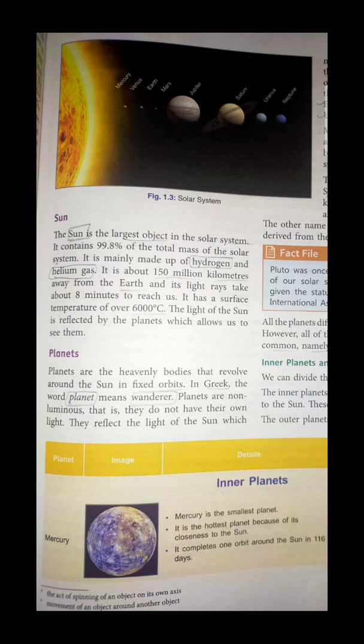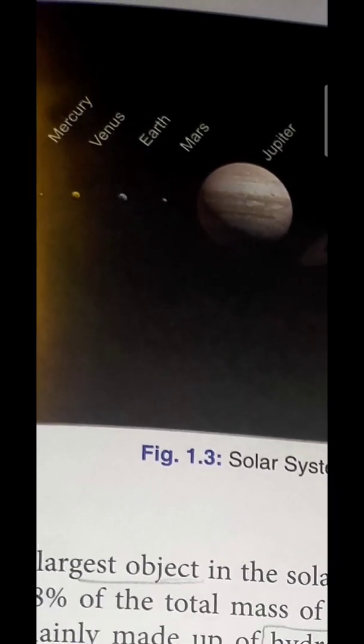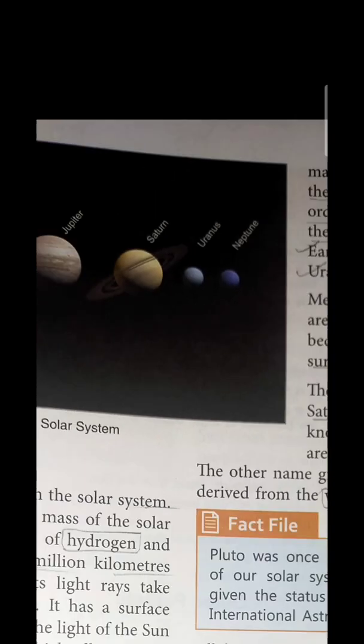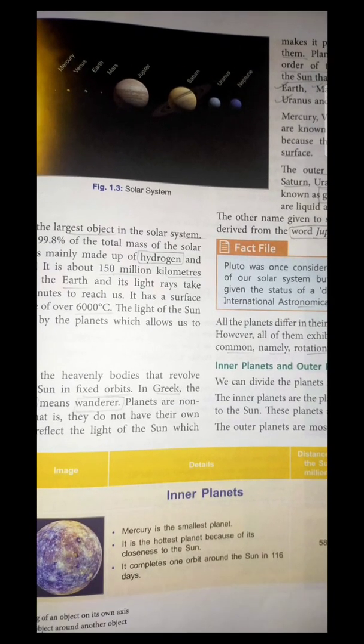Earth. Along with the Earth and the sun, there are various planets as well, from where the word planet came. Planets are heavenly bodies that revolve around the sun in a fixed orbit. Mercury, Venus, Earth, Mars, Jupiter, Saturn, Uranus, Neptune are all considered planets revolving around the sun in a fixed orbit. The word planet came from the Greek word meaning wanderer.